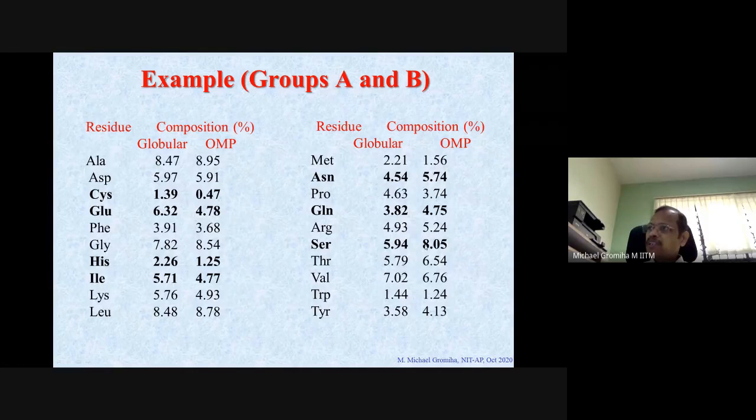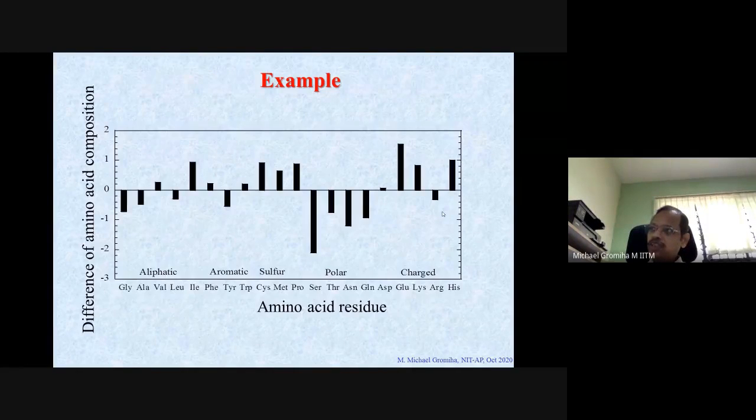But in some cases, for example serine, this is very less here, but here it is very high. This one is high here, but less here. This one is high here and less here, right? But in the case of glutamine, it is low here and high here. So I show the figure, because these numbers are difficult to see for biology. If you see this one, easily you can see that some of them are very high here, some of them are very high here.